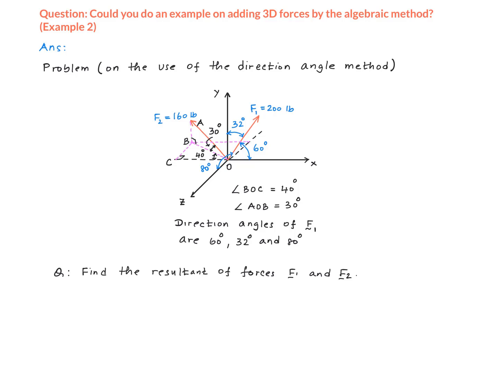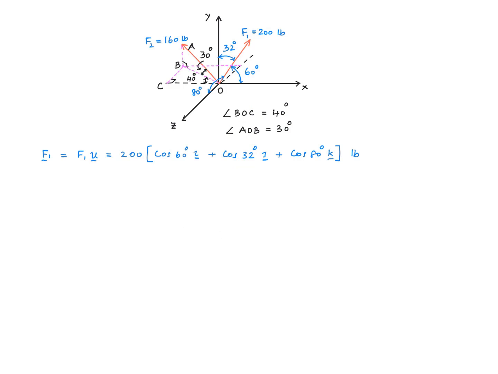two forces. The magnitudes are given for both F1 and F2, but for F1, the direction angles are given in order to define its direction. For F2, the projection angles are given. Remember what we do when the direction angles are given for a force, right? We take the magnitude of the force and multiply that by the unit vector, right?